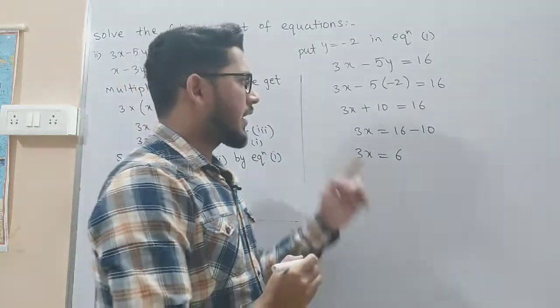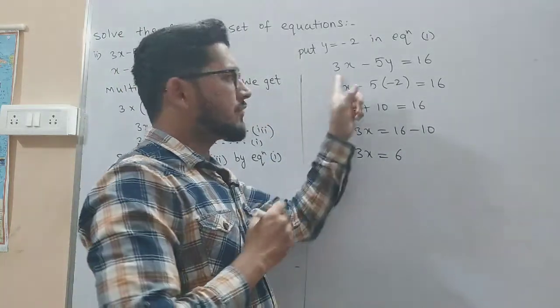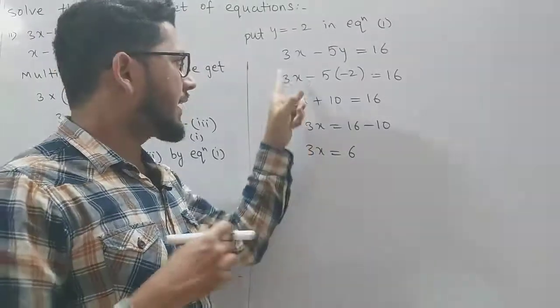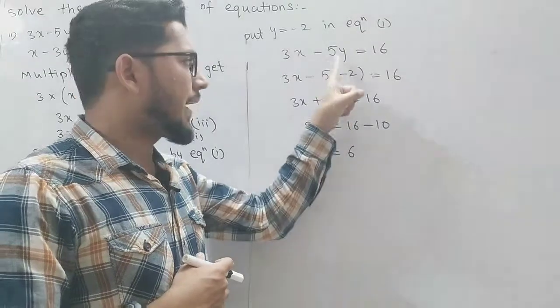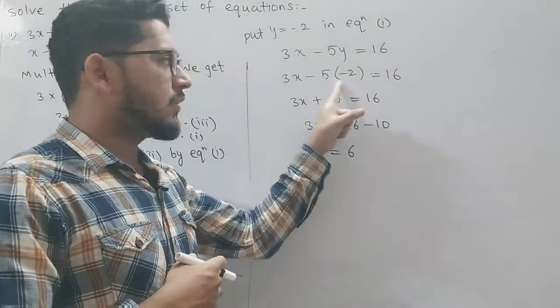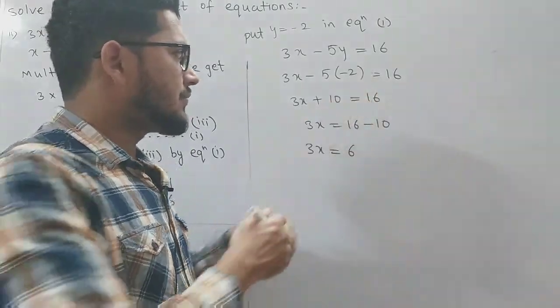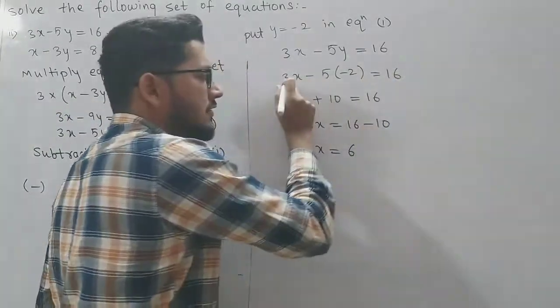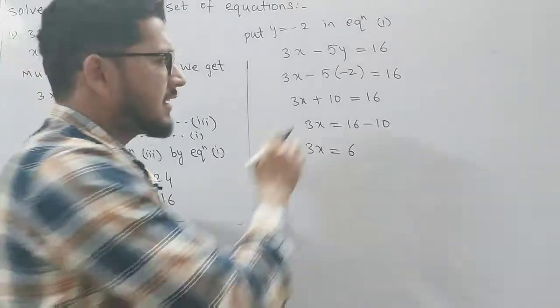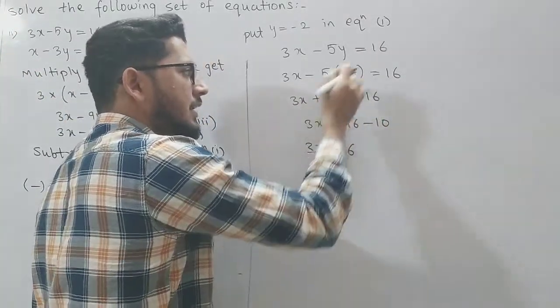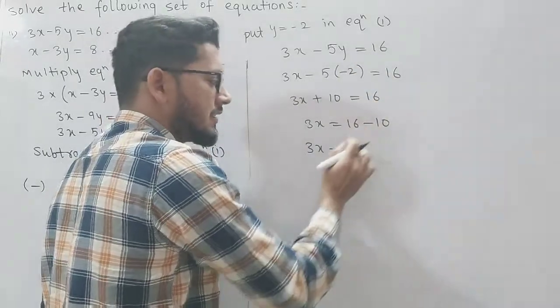Yes or no? What did we do? Look again: 3x minus 5y equal to 16 is there. First of all we write 3x minus 5, and what is the value of y? Minus 2. So we put y equal to minus 2, equal to 16. After that, 3x will be the same. Minus minus is plus, 5 twos are 10, equal to 16. Then 10 will go there. 16 minus 10 is 6.